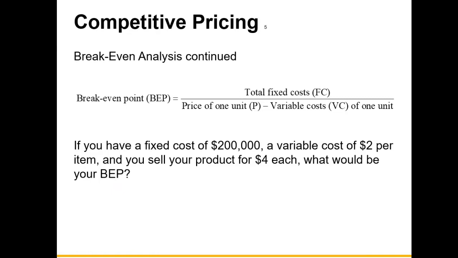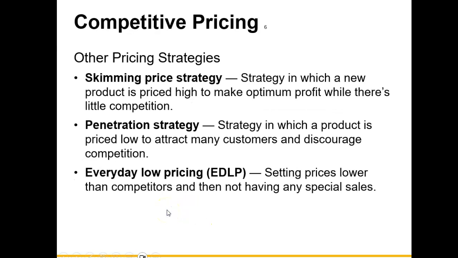To solve this problem, you're going to take the price of one unit, your sales price, $4, minus your variable cost, which is $2. So you will have 2 as your denominator. The fixed cost is 200,000. Divide 200,000 by 2. Therefore, I must sell 100,000 units in order for me to break even. Break-even is when your total revenue is equal to your total cost. Okay? Here we have some pricing strategies that we'll talk about to conclude this chapter.